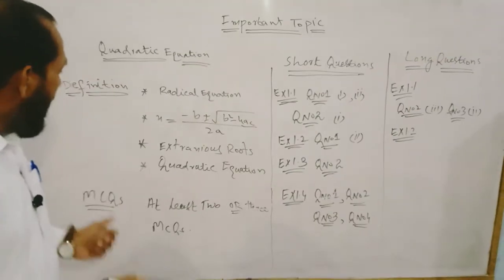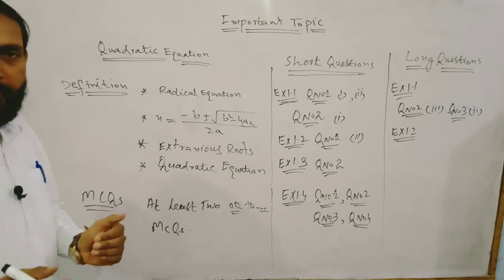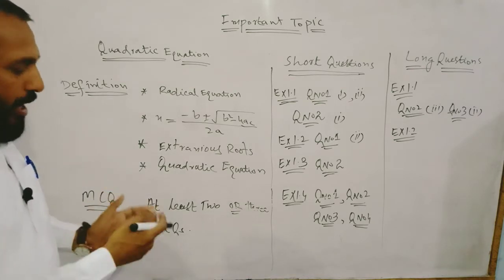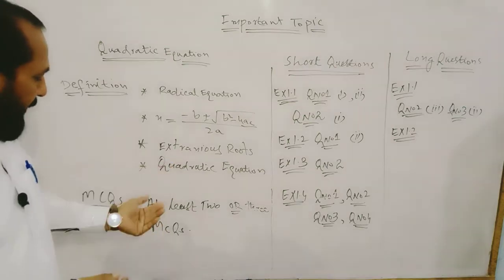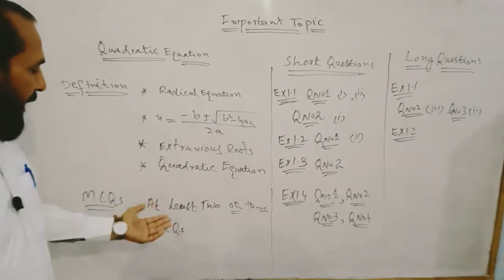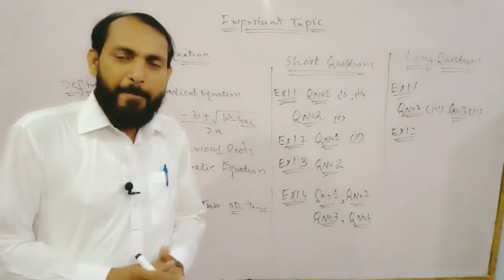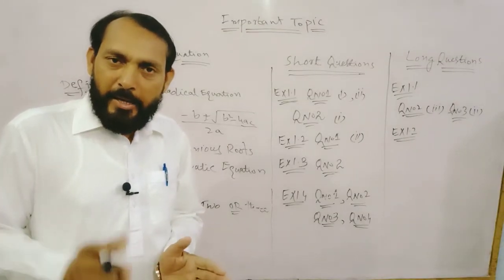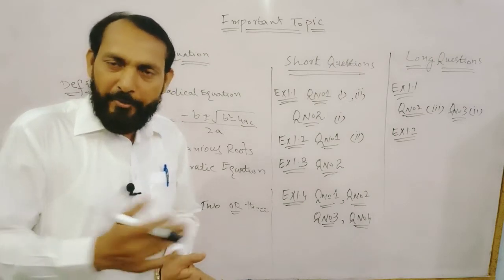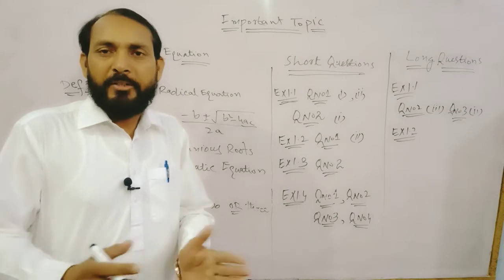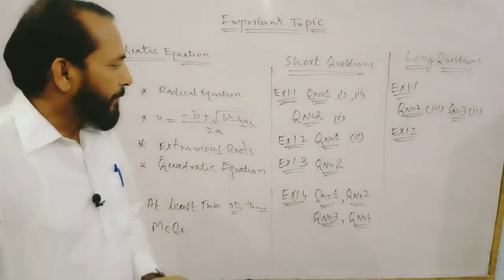Okay, you know that. Secondly, MCQs. You know that MCQs in this chapter are maximum. We know that, by the scheme of the paper, there are at least 2 or 3 MCQs from this chapter. These 2 or 3 MCQs will come in the annual examination 2022. Okay.